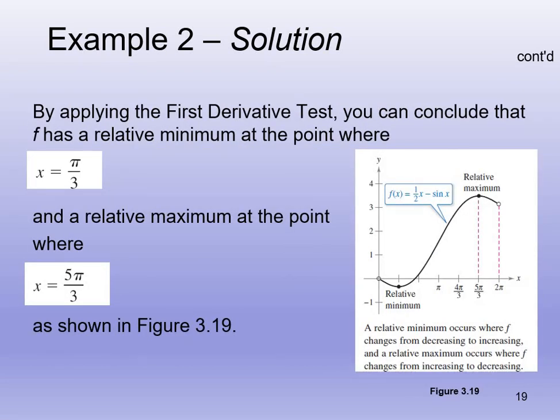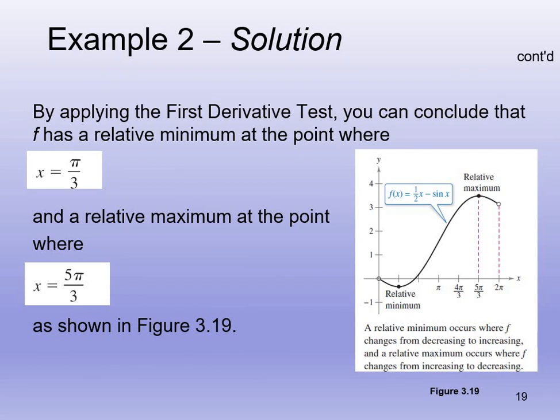So we used the first derivative test to learn a lot of things about this function. We learned when the function was increasing and when the function was decreasing. Based on when it changed at the critical values, we went from decreasing to increasing first, so we had a relative minimum at pi over 3. Then it went from increasing to decreasing at 5 pi over 3, so we knew we had a relative maximum. If you need to find that value, you would substitute pi over 3 into the original function to get the y value, and you would substitute 5 pi over 3 into the original function to get the y value.